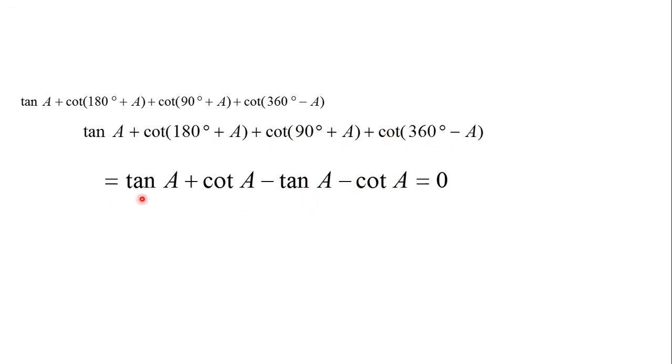So this tan A and this tan A will get cancelled. This cot A and this cot A will get cancelled. So the value of this question will be 0, right?